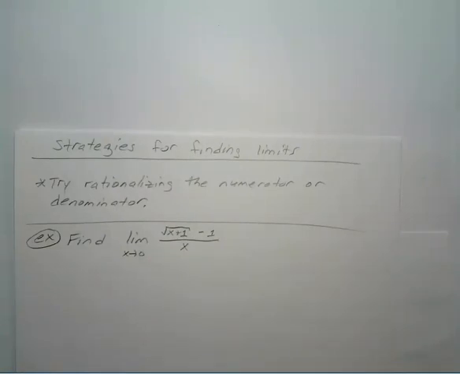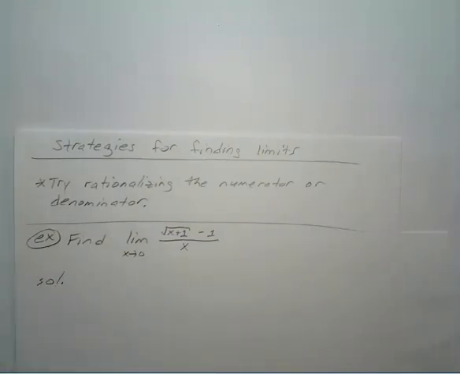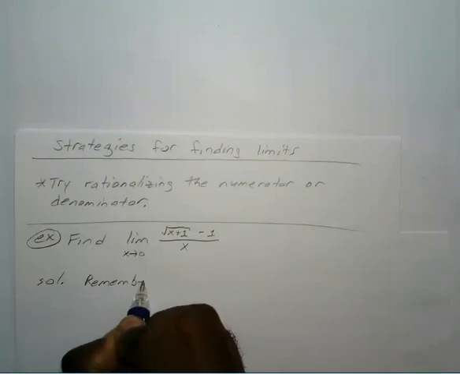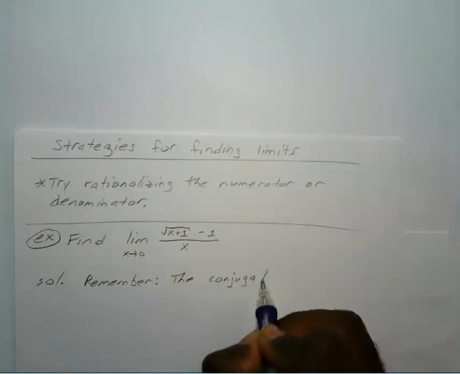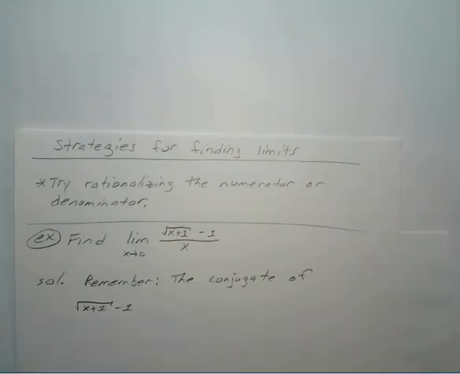So we're going to rationalize the numerator and/or denominator. To do that, you have to remember the conjugate of square root of x plus 1 minus 1 is square root of x plus 1 plus 1. Remember, to find the conjugate, you're just changing the sign between the root value and the constant. So we change that from minus to plus.